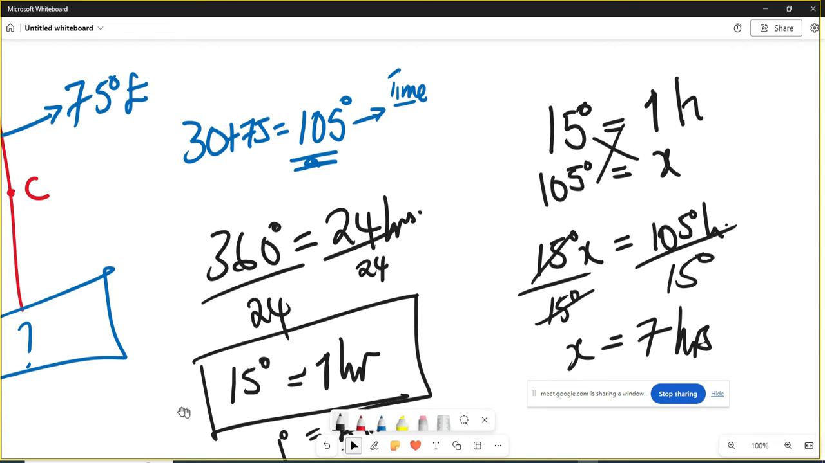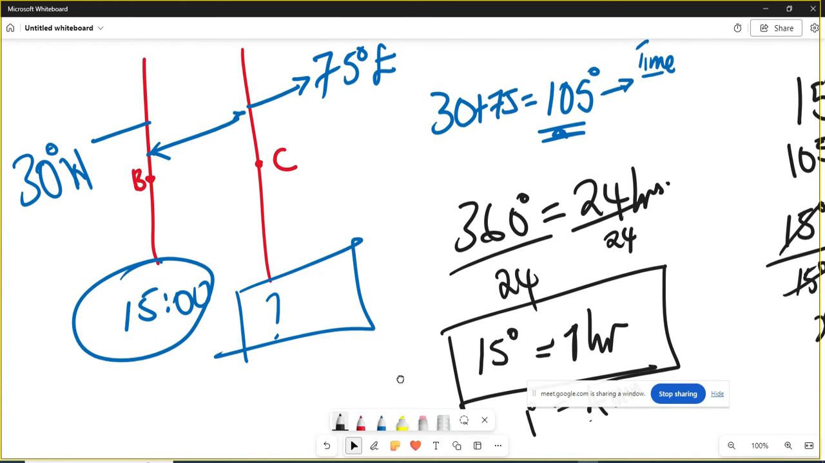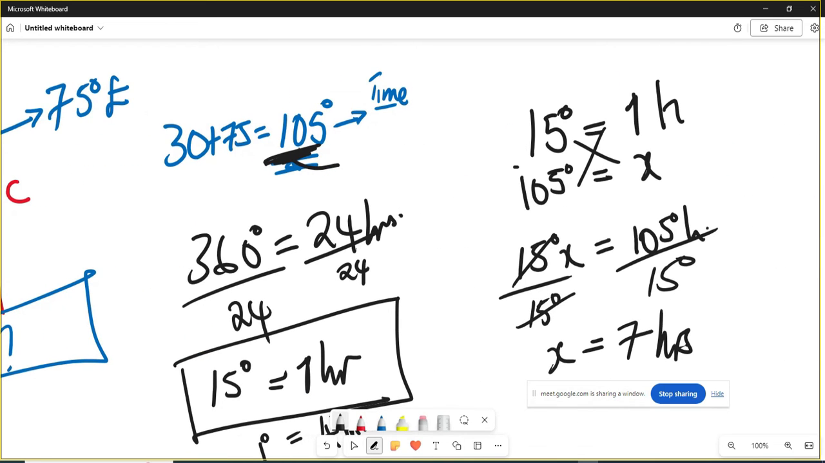Remember, initially we calculated the difference in longitude, where we added 30 plus 75 to have 105. After calculating this difference in longitude, we said we need to know the difference in time with the help of the difference in longitude. How can we convert this 105 degrees into time? The only way is by using this relationship: in every 15 degrees, we have 1 hour.